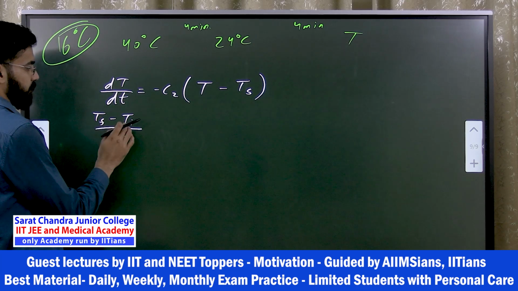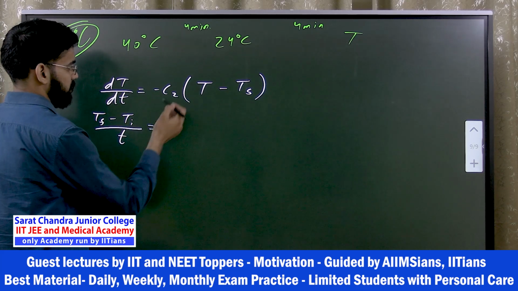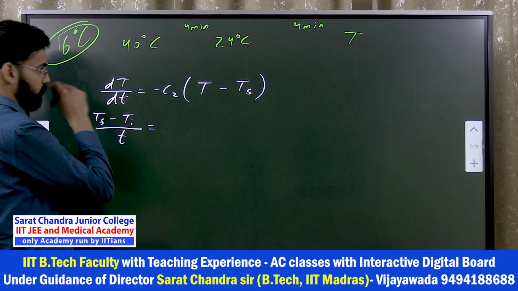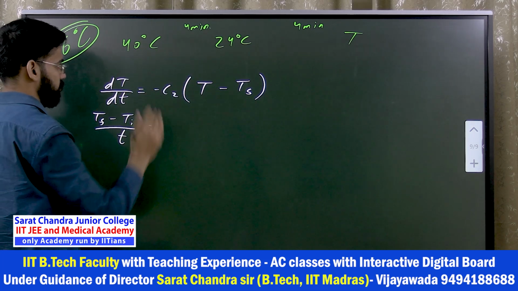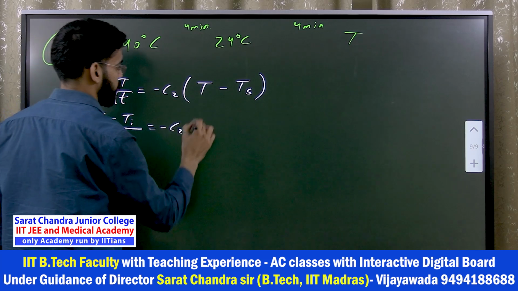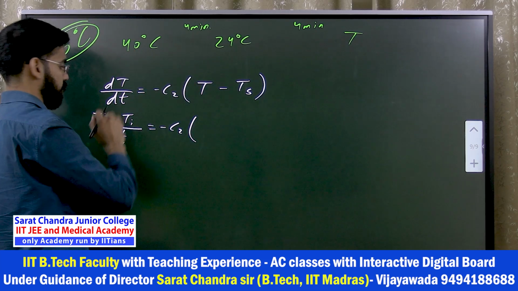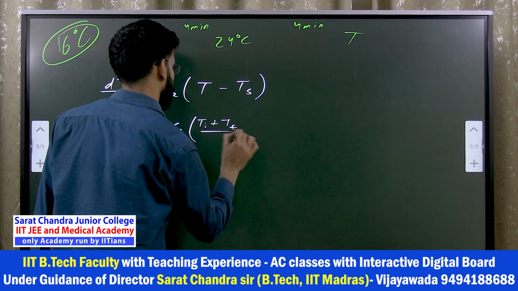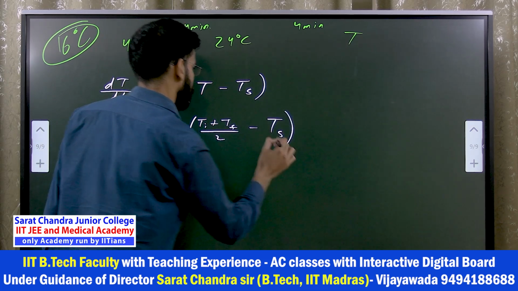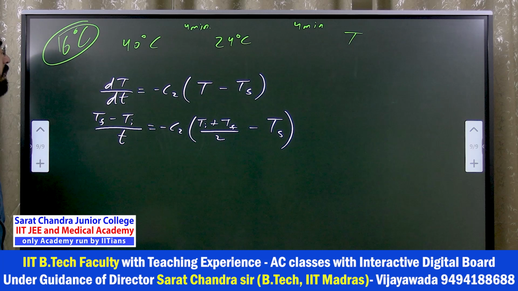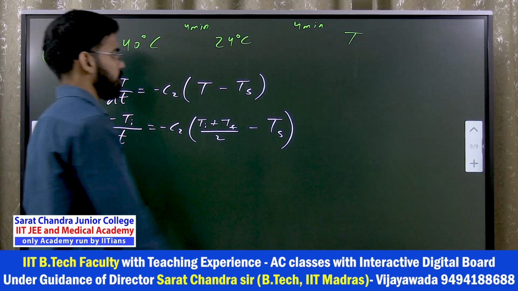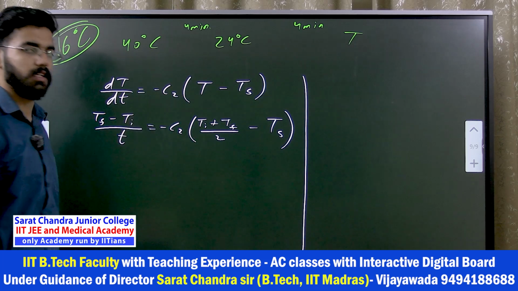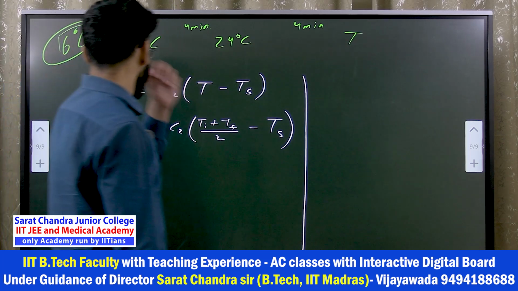So (T final minus T initial) divided by t is equal to minus C2. The minus is basically denoting that as the temperature is high, this will be negative. Automatically the negative will get cancelled out, I will show you how. So minus C2 into, for this T, you take the average of initial and final: (T initial plus T final) divided by 2 minus Ts. That's your equation. Now just apply it twice. Once here and once here, then divide, and C2 will get cancelled.